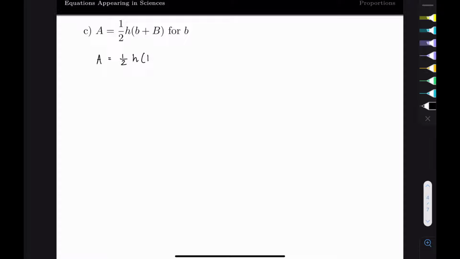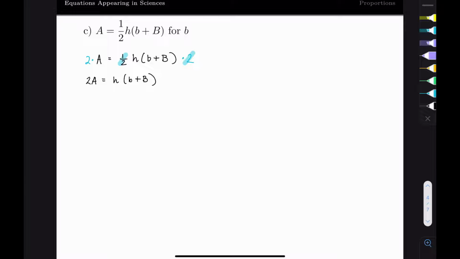But we need to get little b by itself. So I need to get rid of these two things. We definitely do not like fractions. So I'm going to start just by getting rid of this 1/2 first. I'm going to take this and multiply it by 2, which means we're going to do the same thing over here. So that will make the 1/2 and the 2 cancel. This gives us 2a is equal to h times little b plus big B.